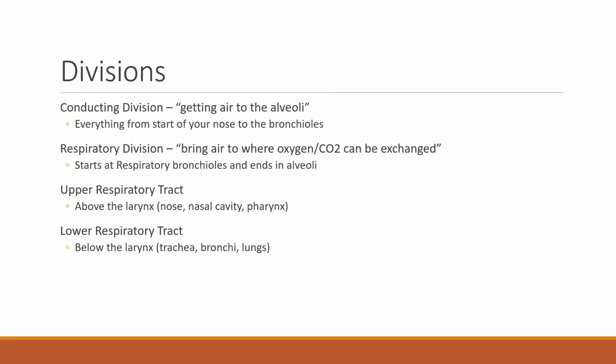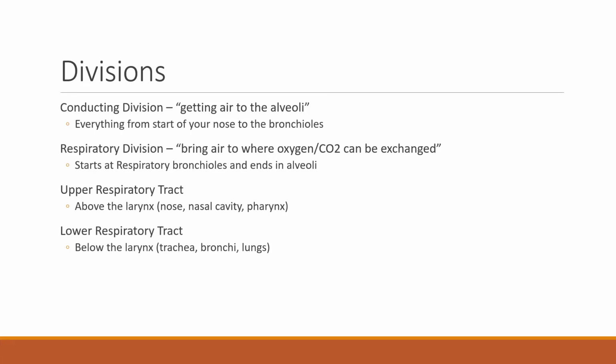Both of these are more anatomy, specifically how our body gets oxygen from the air. The conducting division is all about getting air into the alveoli. So basically, from when you start breathing in, all the way until it hits your bronchioles in the lungs, that's part of your conducting division. And then the respiratory division is where air is brought in so that the oxygen and CO2 gas exchanges can be performed.